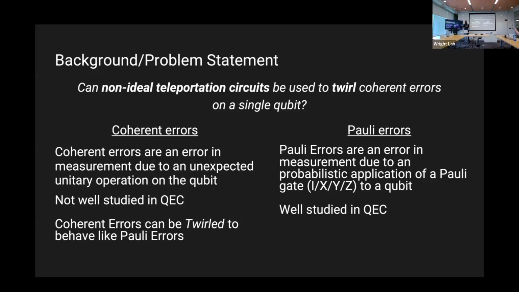Coherent errors are essentially anything that isn't that. The coherent errors that we're focusing on for the sake of this project are errors in measurement due to an unexpected unitary operation on a qubit. These are not very well studied in quantum error correction. However, there is an algorithm to convert coherent errors such that the expectation is that of a Pauli error. This is called twirling. I'll continue to expand on that later.